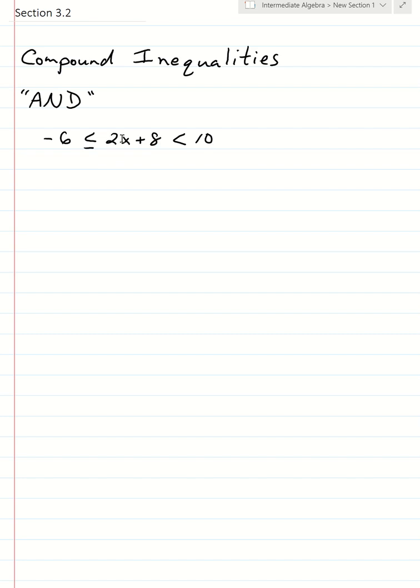Right now we have three parts to this "and" compound inequality. Here's the first part, the second part in the middle, and the third part on the right side. Our goal is to get x alone in the middle. So initially, we would like to subtract 8 on all three parts. Here on the left side, negative 6 minus 8 gives us negative 14. The 8 and the minus 8 cancel out, leaving us with 2x in the middle. Now, 10 minus 8 is 2 on the right side. We didn't multiply or divide by any negative, so we are not going to flip the inequality symbols.